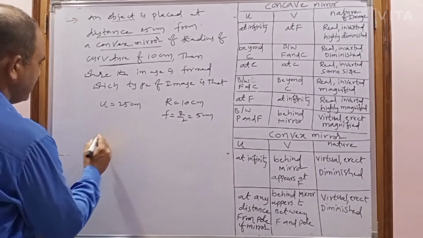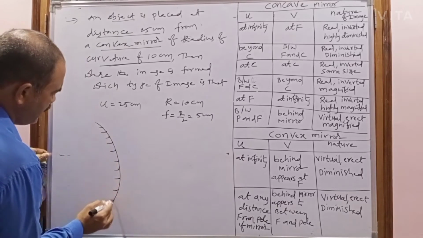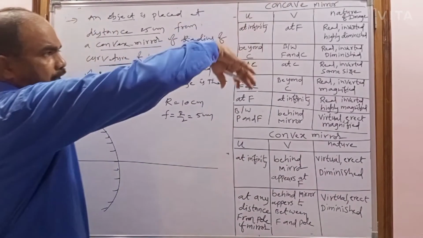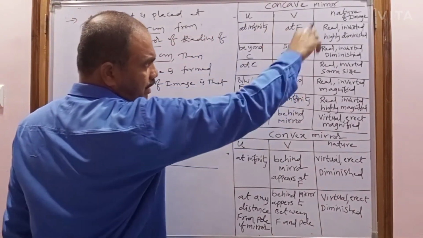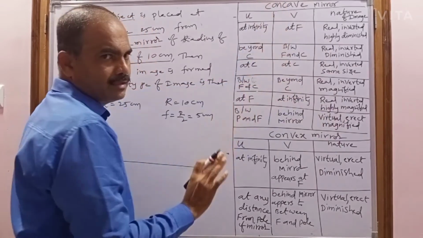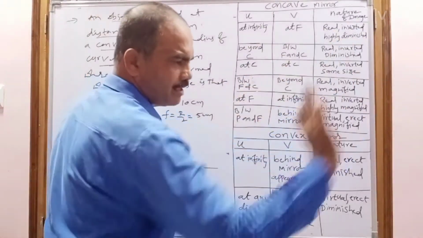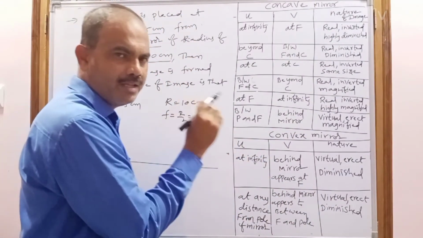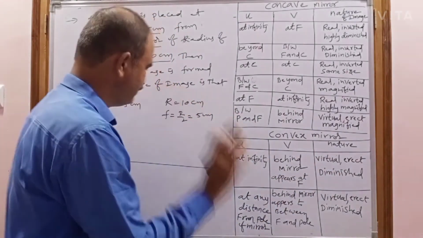So let us consider it as a convex mirror. The only problem is in the case of the concave mirror, because for different object distances it can produce different types of images at different distances. But when we come to the convex mirror, wherever the object is, the image is formed behind the mirror, and the nature is virtual, erect, and diminished.